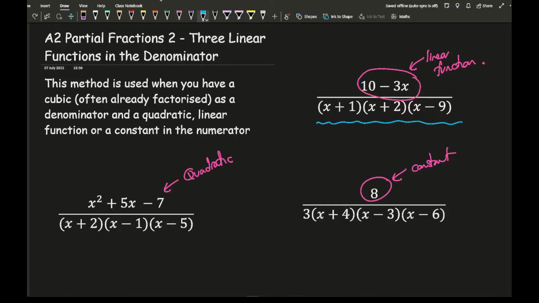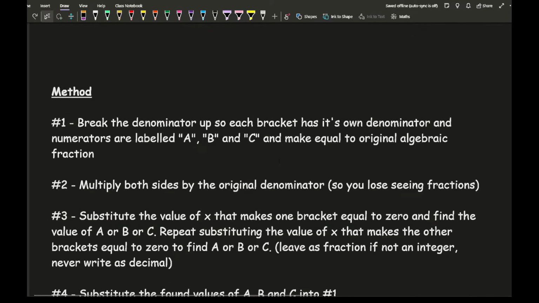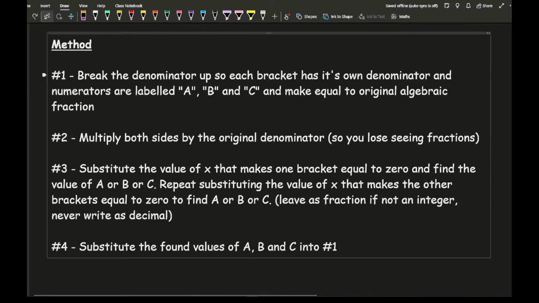Again, that's either factorized. Now if you have three, don't class this as four functions, even though you've got four things being multiplied together. So we've got 1, 2, 3, 4. It's still three linear functions involving x in there, and obviously here we've got another cubic expression as well. Now the method is virtually exactly the same.